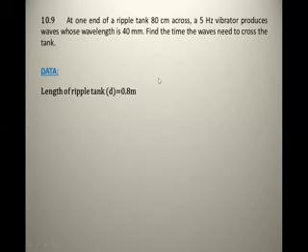At the end of a ripple tank, 80 centimeter across. Okay, now tell me, what is this 80 centimeter across? What to write in data? Length of a ripple tank. Length of ripple tank, write it, absolutely. Length of ripple tank equals to 0.8 meter. Okay, very good. Why am I writing 0.8? Because I convert centimeter into meter. Very good, Hussain. Very good, beta. Okay, then tell me further.